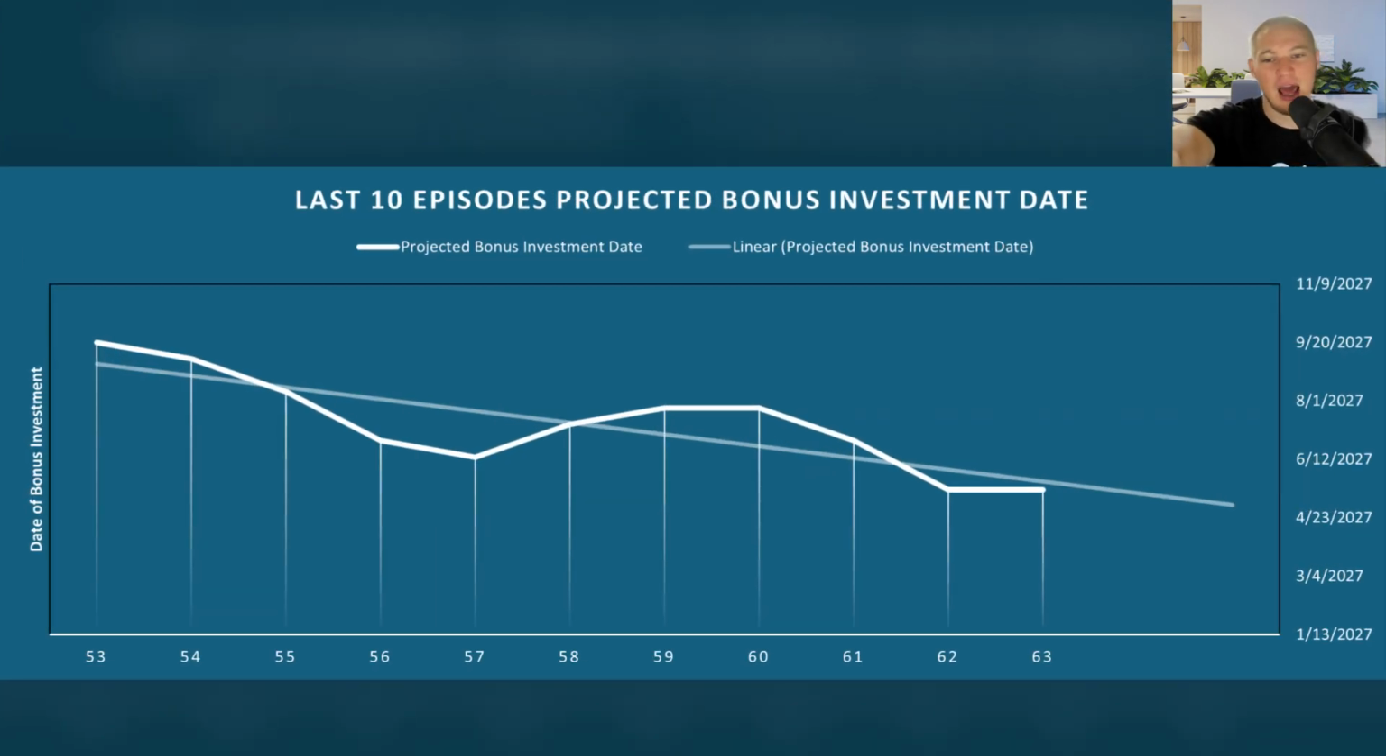Here's the last 10 episodes' projected bonus investment date chart. There has to be an easier way to call that. But you guys can see the trend line going down. In this case, a trend line going down is good. That means we're getting sooner and sooner, quicker and quicker approaching that date. You guys can see back in episode 53 where it was and where we sit at episode 63. And we are remaining below the trend line, which we do like to see.